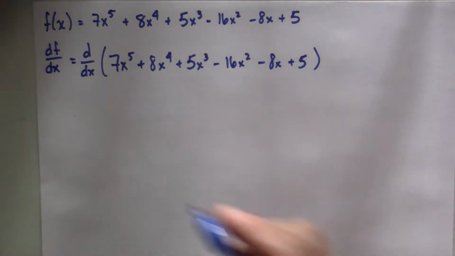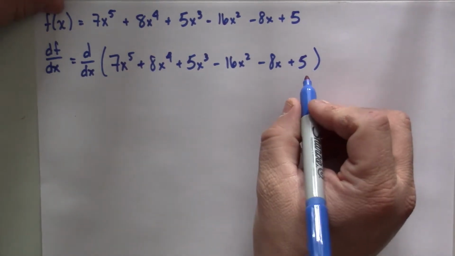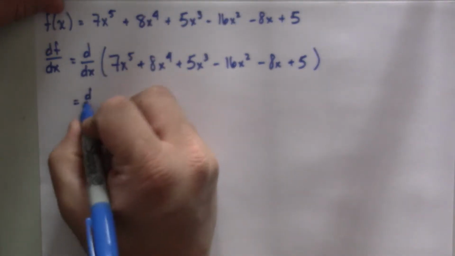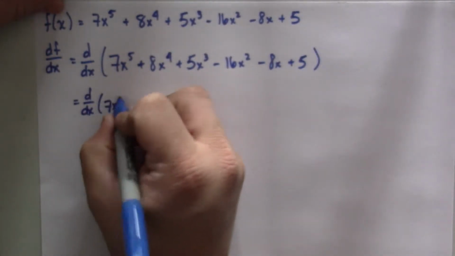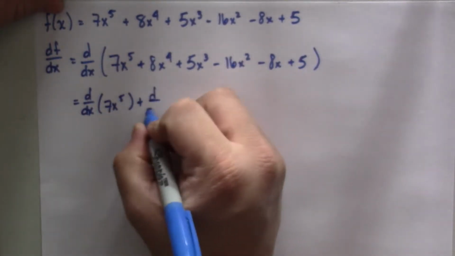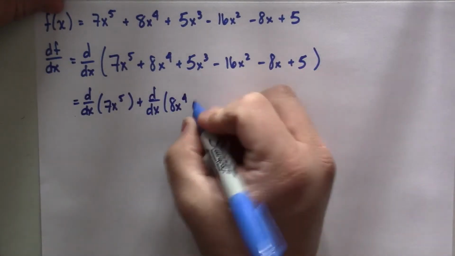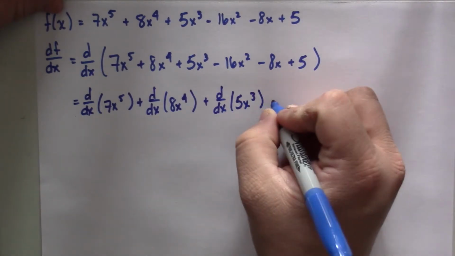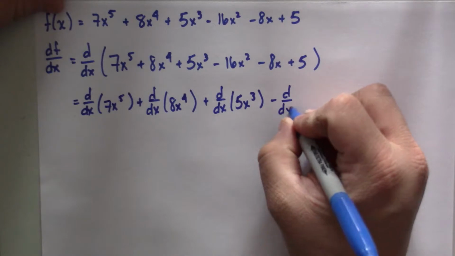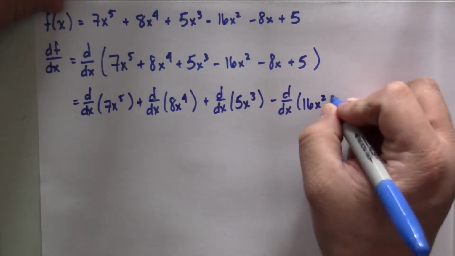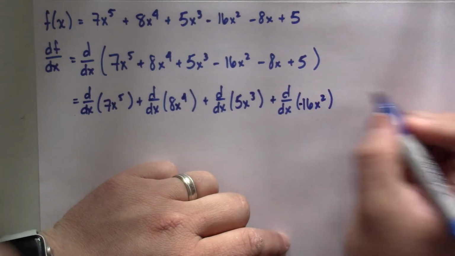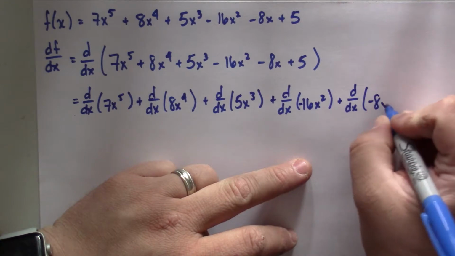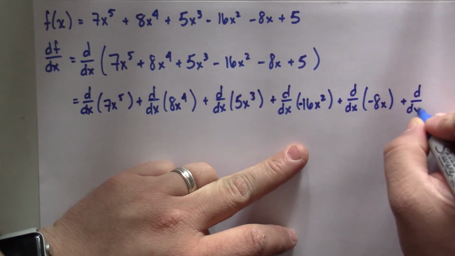And then I'm going to come back and I'm going to do it the way that I see it because I've practiced this. Okay? So the sum rule, which was theorem 3.5 in your book, says that this is just the derivative of the first term plus the derivative of the second term plus the derivative of the third term plus the derivative of this term. Actually, I should say plus and put a negative in there. Plus the derivative of this term, plus the derivative of this term.